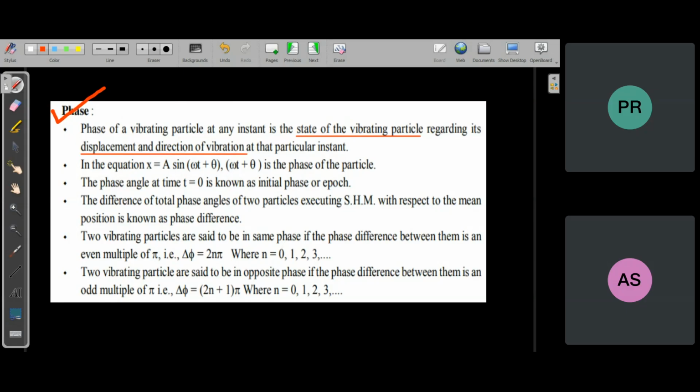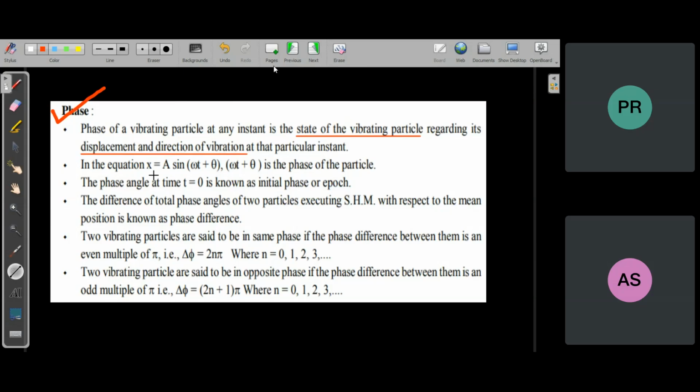So phase is the quantity which gives an idea about what is the displacement of the particle at a particular instant and what is its direction of velocity at that instant. These two ideas are given by the phase.